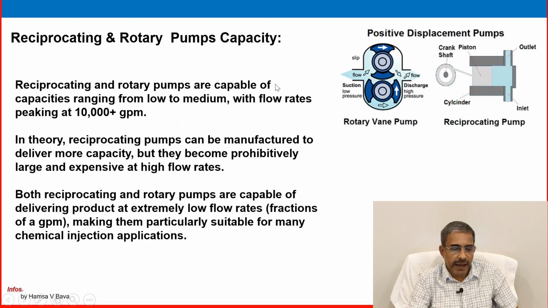Reciprocating and rotary pumps are capable of capacity ranging from low to medium, with flow rate peaking at 10,000 plus GPM. In theory, reciprocating pumps can be manufactured to deliver more capacity, but they become prohibitively large and expensive at high flow rate. But both reciprocating and rotary pumps are also capable of delivering product at extremely low flow rate, fractions of a GPM, making them particularly suitable for many chemical injection applications.